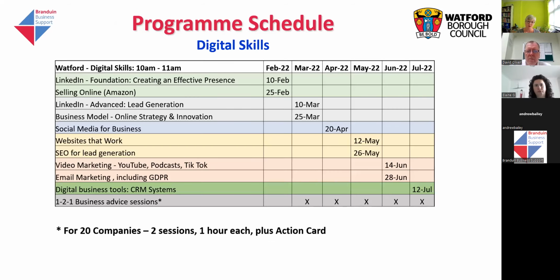This is the program schedule. Obviously some of these have now taken place, but there's the email marketing one and GDPR that I've just covered. The 12th of July is the next one, and that's on digital business tools and CRM systems. The one-to-one business advice sessions can be booked all the way through July, and not just with myself, but with any of those other providers as well. If you've attended any of the other workshops, you may want to have this hour-long session with any of those guys. I would suggest that you contact Branduin and book that session, or come to me direct and I'll make sure that you get that session booked through Branduin.